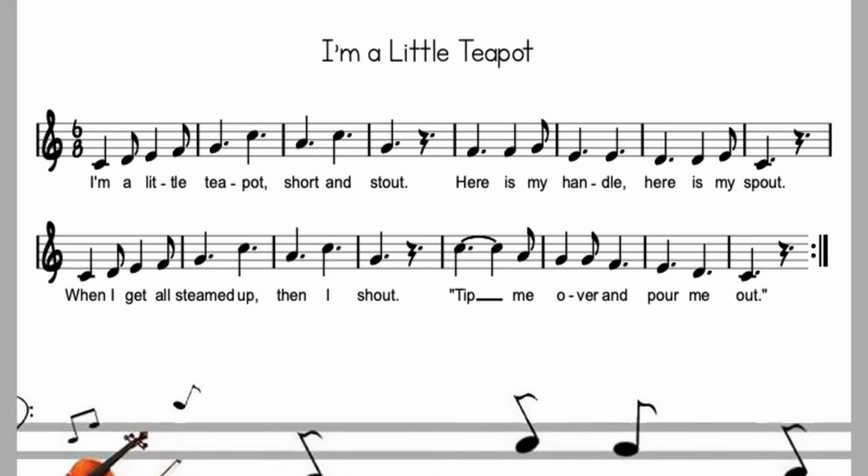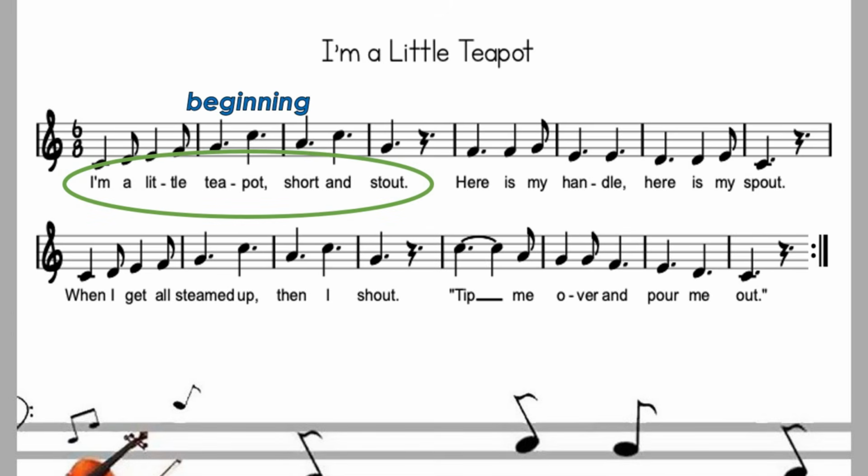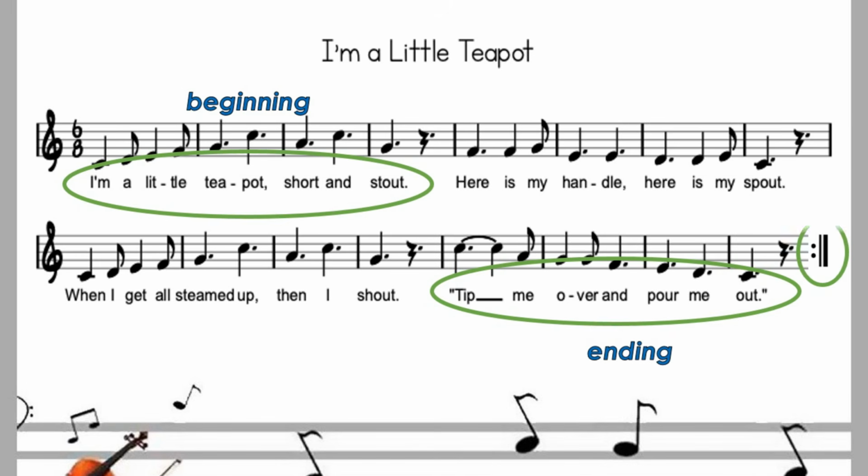So the beginning of this song is this: I'm a little teapot, short and stout. And the ending of this song is this: Tip me over and pour me out. And this is a repeat sign.